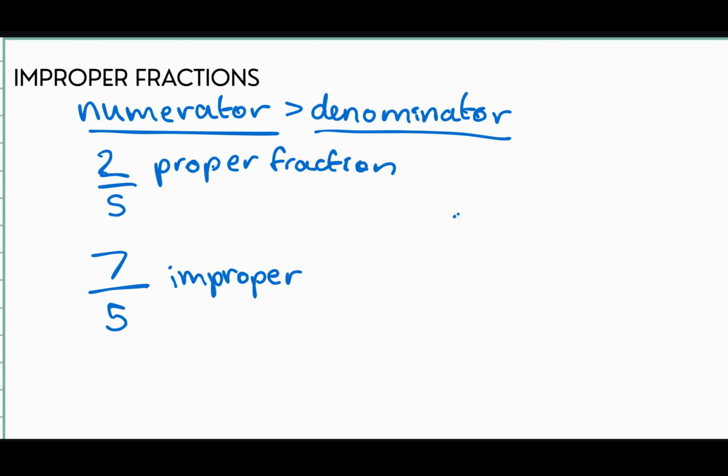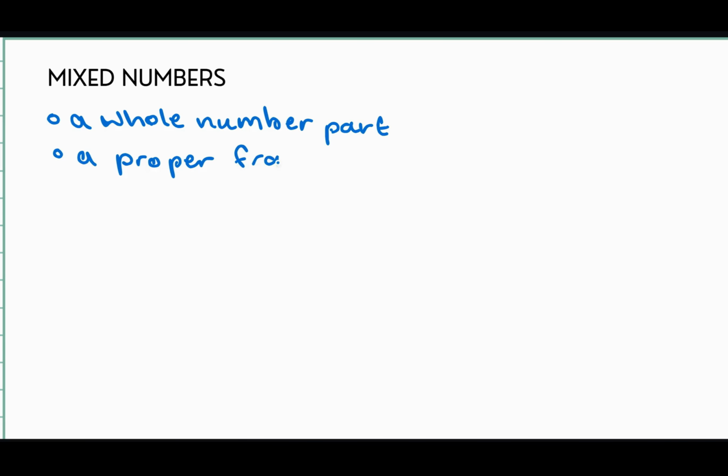If you have an improper fraction, you might just not like the look of it. Let's look at this one, 21 over 6. You might just not like it. That's okay. You know what you can do? You can convert it into a mixed number. So a mixed number has a whole number part, and it has a fraction, a proper fraction part.